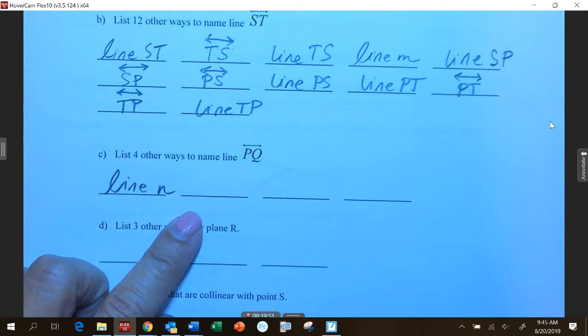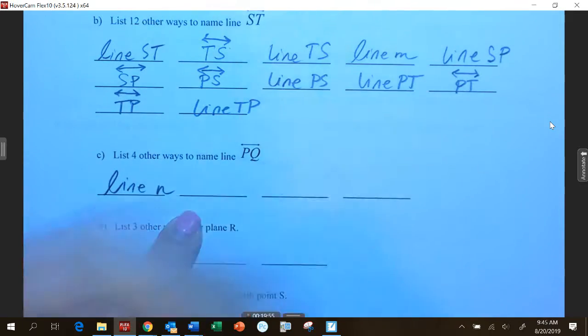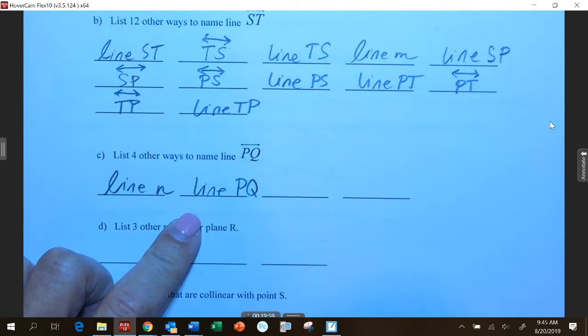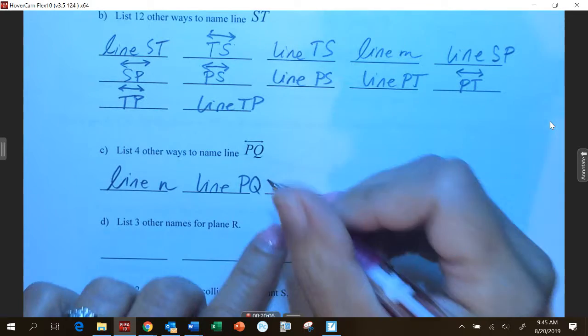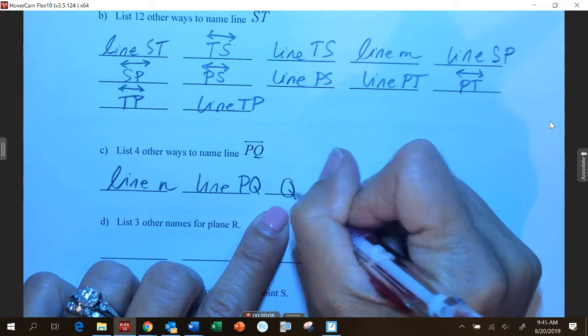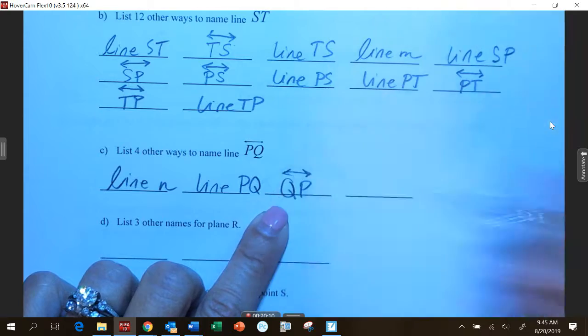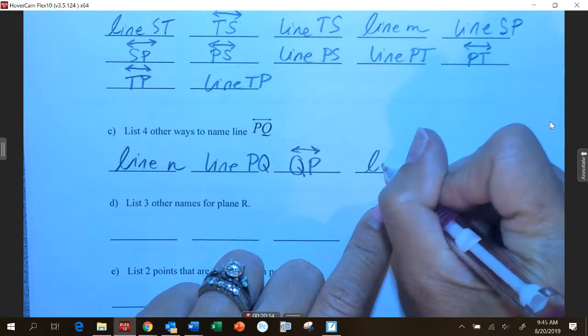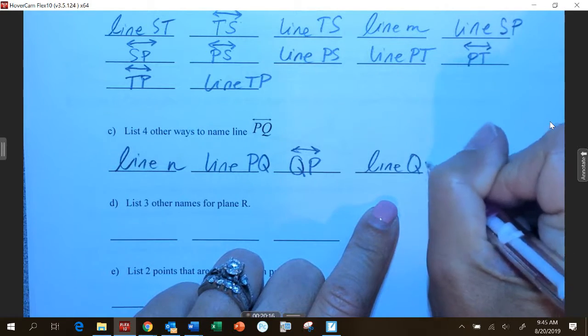And Yesenia. With the words line PQ, right? Okay. Sophie, QP with the symbol above it, QP with the line symbol above it. And Caitlin, with the words. Excellent. Line QP with the words.